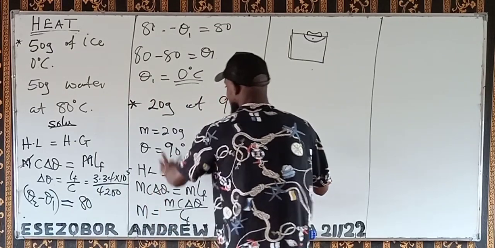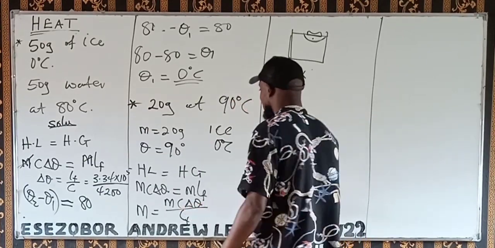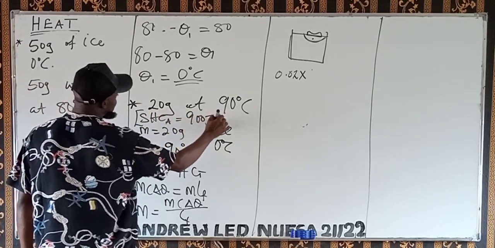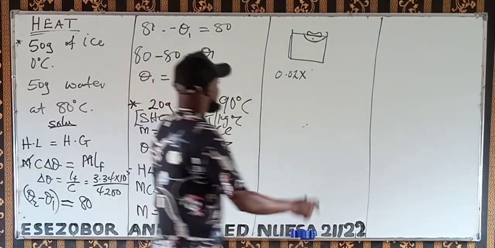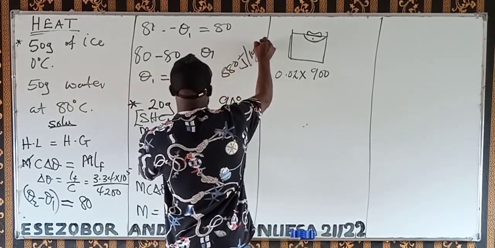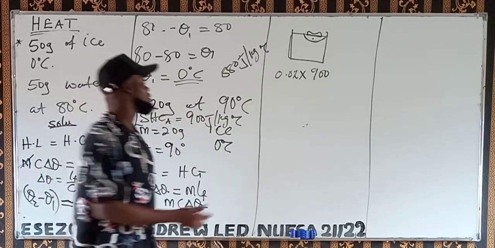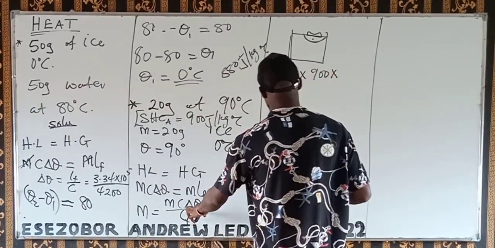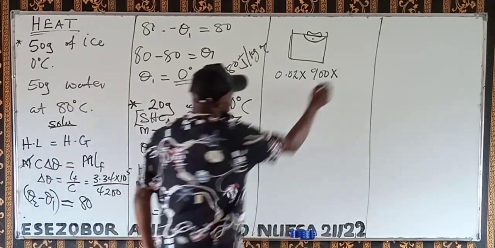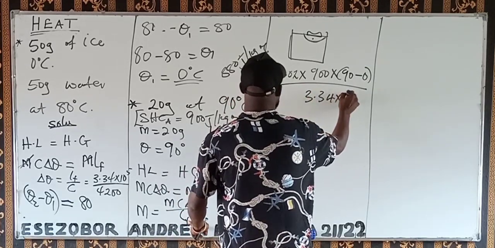The next thing, the mass of aluminium is 20 grams, which is 0.02 kg, times the specific heat capacity of aluminium, assumed to be 900 joules per kilogram per degree Celsius or per Kelvin. Some people also use 880, which is approximately 900, so you can use either. Then times the change in temperature: the aluminium moves from 90 to 0 degrees, so that is 90 minus 0, then divided by Lf, which is 3.34 times 10 to the 5.